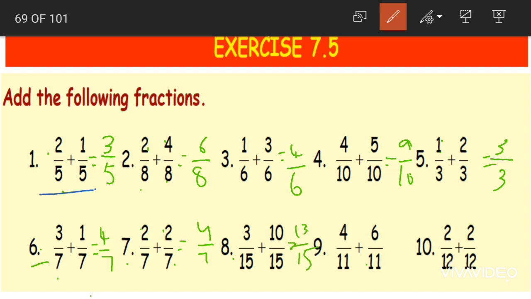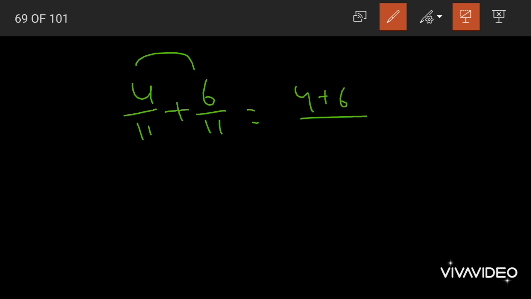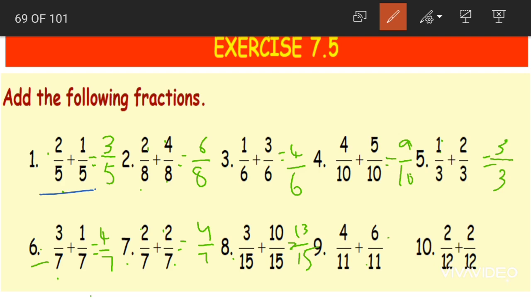Okay, coming to the ninth one, 4 by 11 plus 6 by 11. Again, adding the numerators 4 plus 6 divided by our common denominator 11. 4 plus 6 is equal to 10 divided by 11. So 10 by 11 will be our sum.